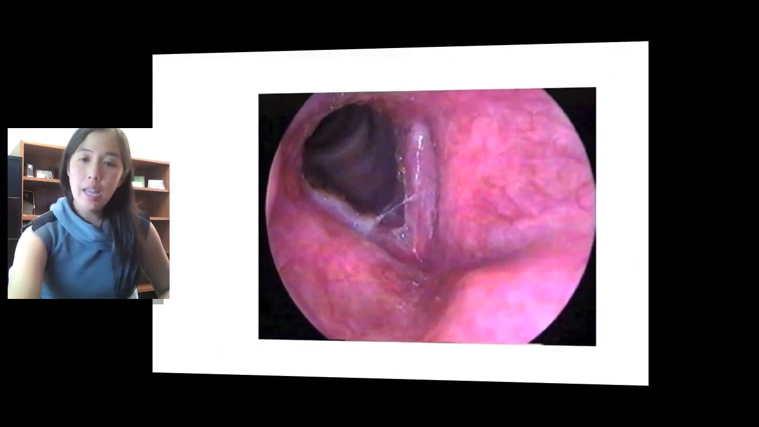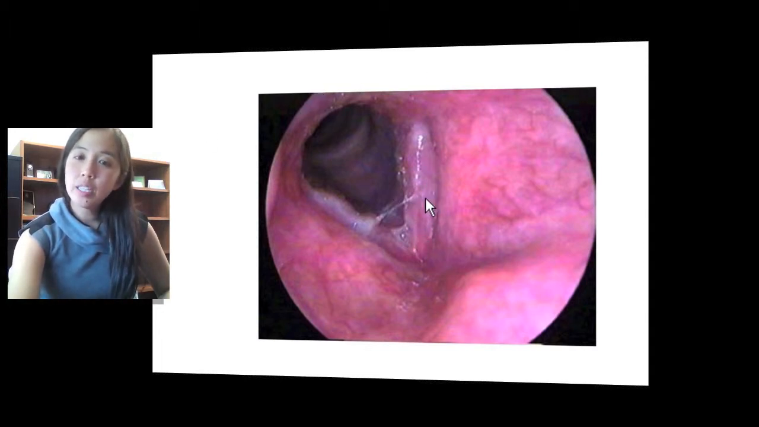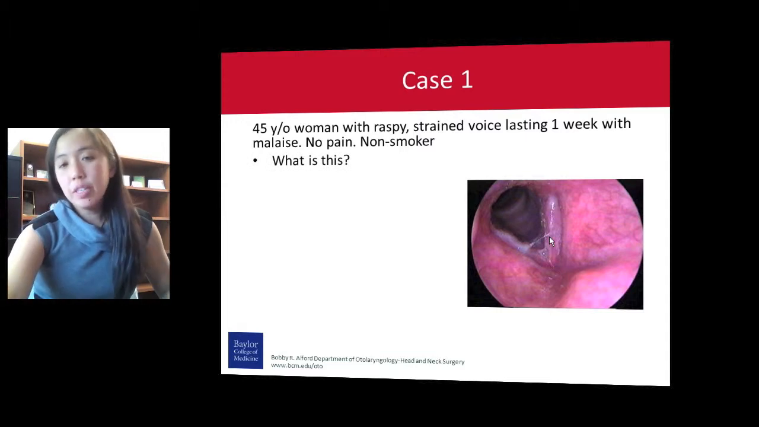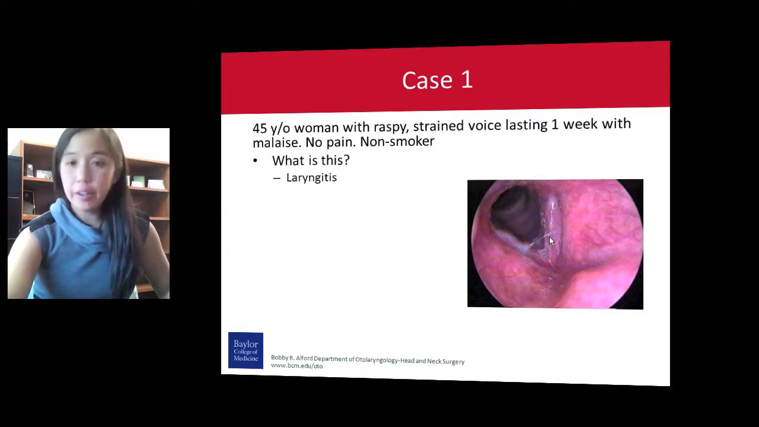All right. And when you look at her larynx, this is a flexible nasal laryngoscopy, you see a lot of inflammation in the larynx as well as some ulceration and a lot of thick mucus. So the top of the differential is going to be a laryngitis.